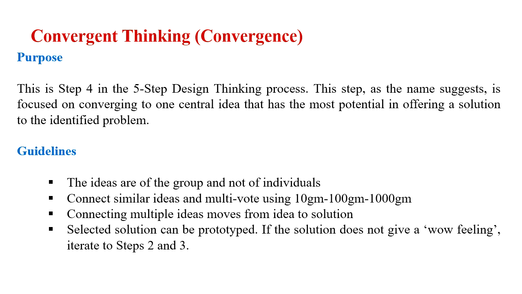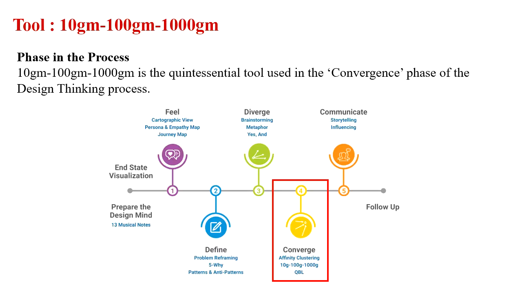So what are the guidelines we need to follow? It's not individual work, it's a team effort. The ideas are of the group, not of the individuals. Connect all the similar ideas and vote on them using 10 grams, 100 grams or 1000 grams. We will come to know later why these weightages are given to the problems collected from the users. Then, connecting the multiple ideas moves from idea to solutions, and the selected solution can be prototyped. If the solution does not give you a wow feeling, which means it is not a successful one, then you can go back to step 2 and step 3 and repeat the process.